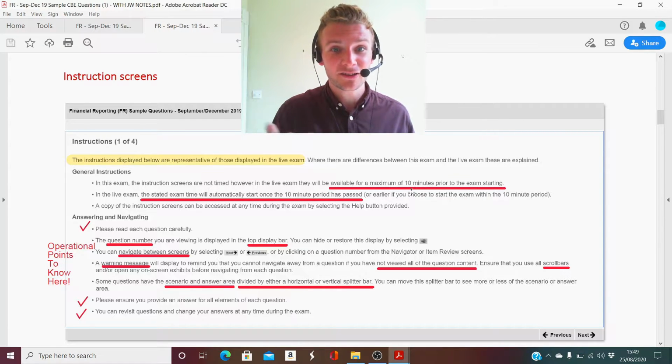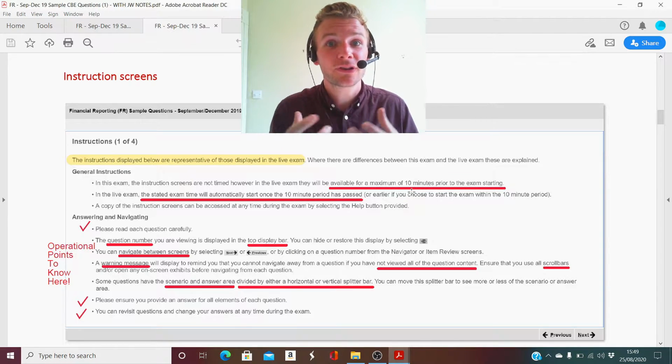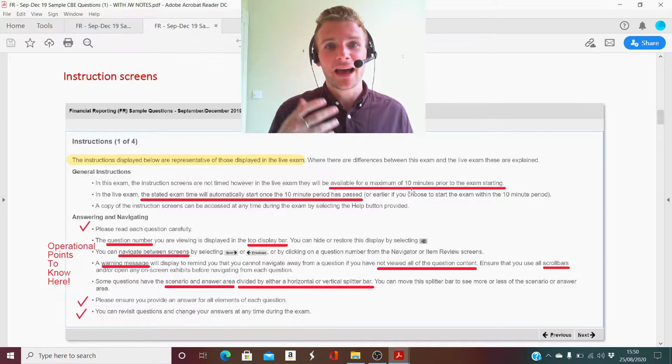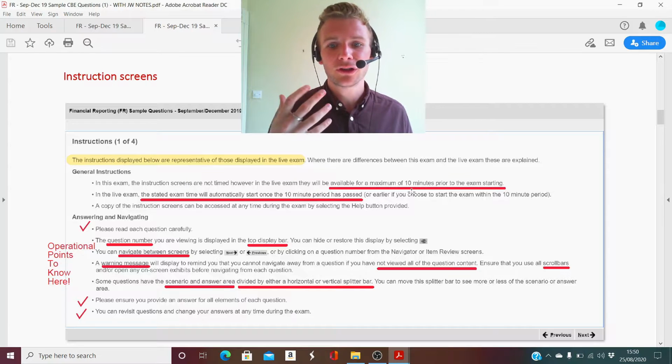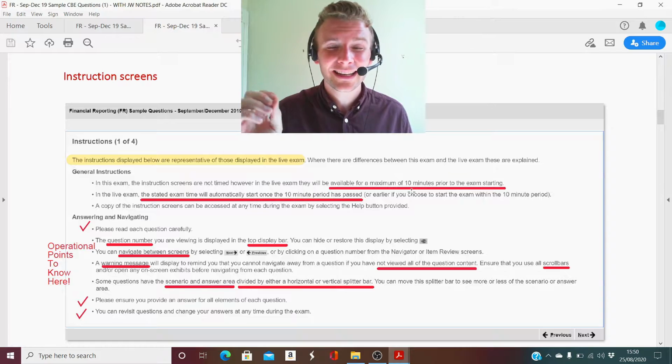You can navigate each screen by the next and previous. Again, it'll be a case of just making sure it's up and running so that you are comfortable using the software. A warning message may display when you've not viewed all of the question content. Ensure that you can see all of the scroll bars, so if there are any issues, it will show you on the screen. You've just got to be aware and know how to adapt to that as well.